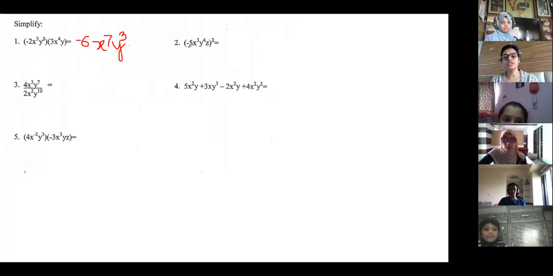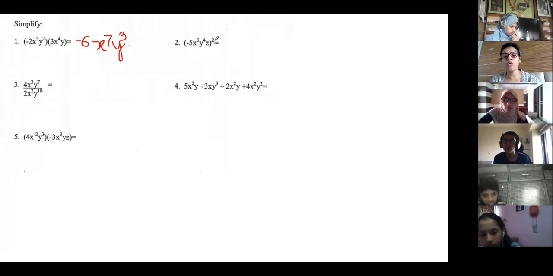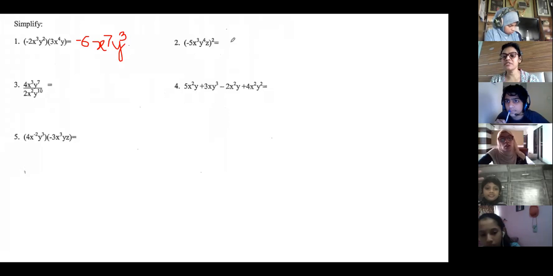Okay. Now in this question, Ahmad, what will be the answer? Minus 5 x cube y raised to 4 and z, whole square. Ma'am, can I say, ma'am? Let Ahmad answer. Let Ahmad try, then you try the next one.